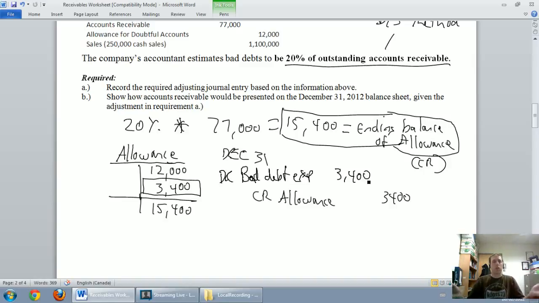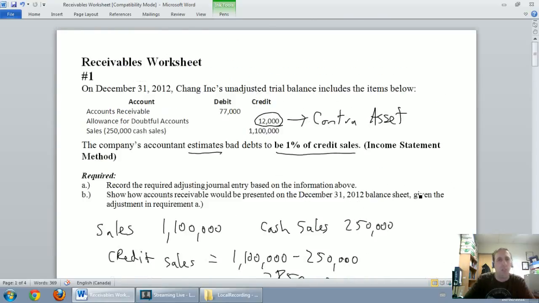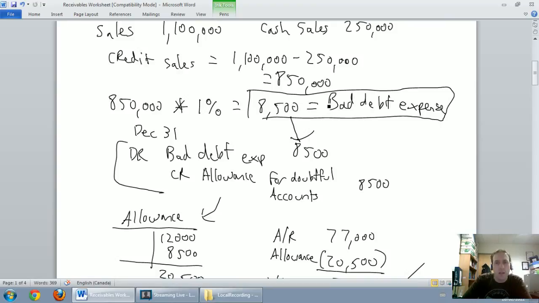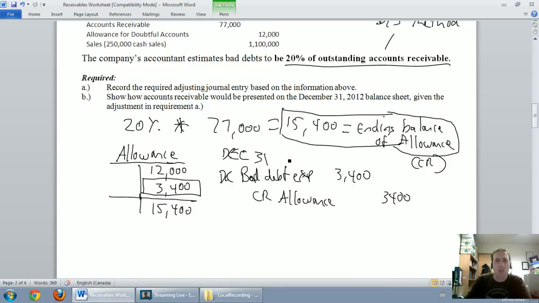So we've got a good journal entry again. Debit bad debt expense, credit the allowance, $3,400. So just to reiterate the difference, when we're doing the income statement method, as we did in the video prior to this, we said the amount we calculate is our bad debt expense, plug it into the journal entry. When we calculate based on a percentage of outstanding accounts receivable, that amount we calculate is the ending balance of our allowance for doubtful accounts.